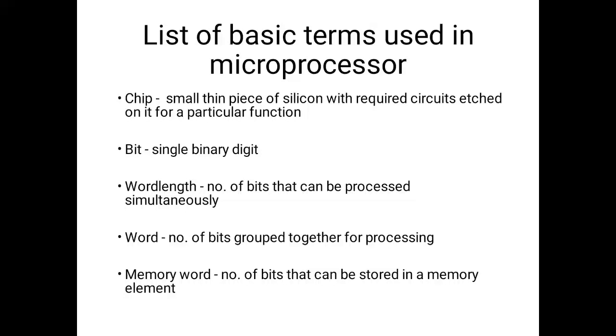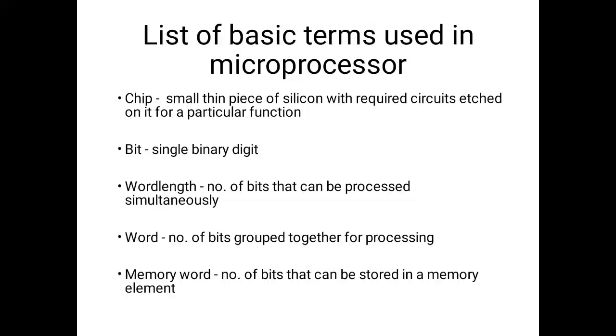For example, an 8-bit microprocessor can process 8 bits of data at a time. A 16-bit microprocessor can process 16 bits of data at a time. In a similar way, a 32-bit microprocessor can process 32 bits at a time, etc. A processor of longer word length is more powerful and can process data at faster speed as compared to a shorter word length processor.